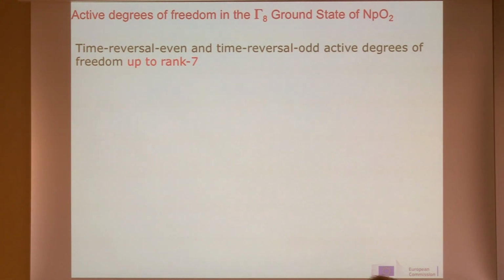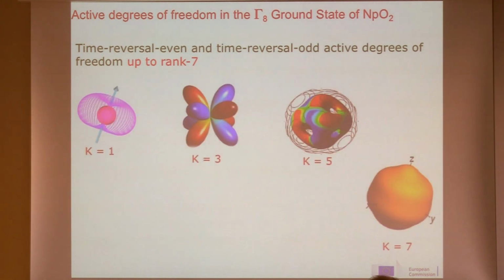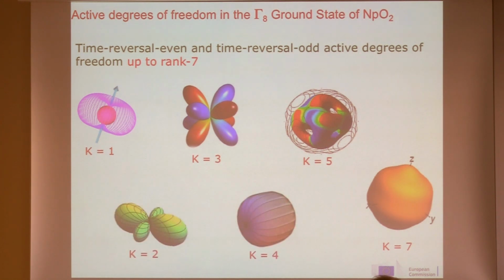So gamma-8 ground state means that you can now have magnetic degrees of freedom up to rank 7. You have magnetic dipole, octupole, triaconta dipole, rank 7, in addition to electric quadrupoles and electric hexadecapoles.